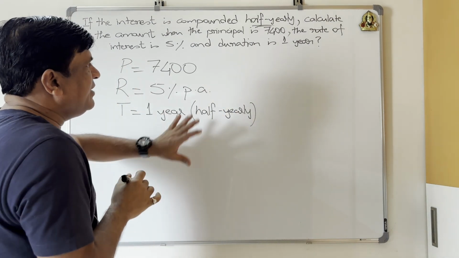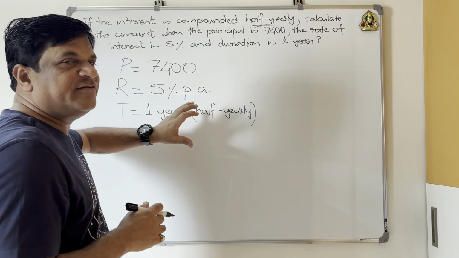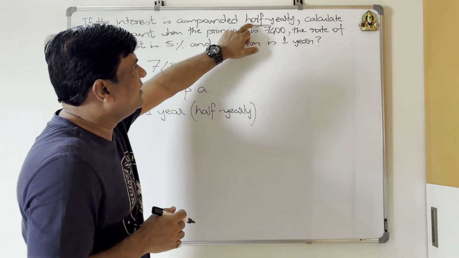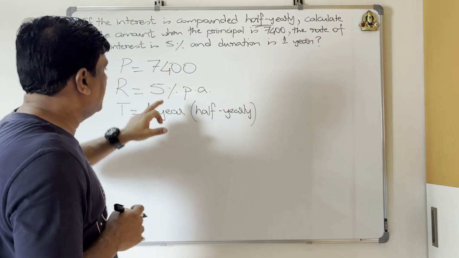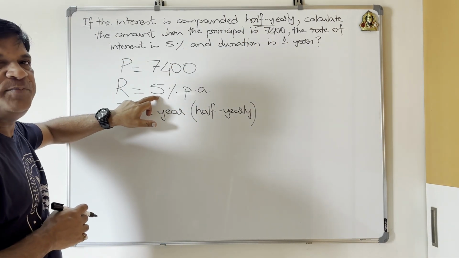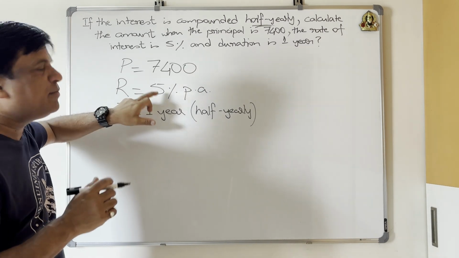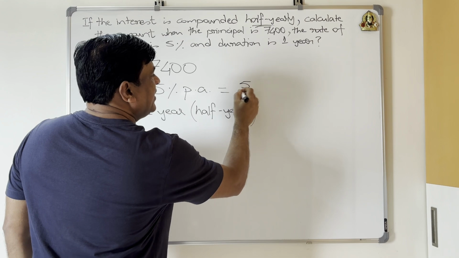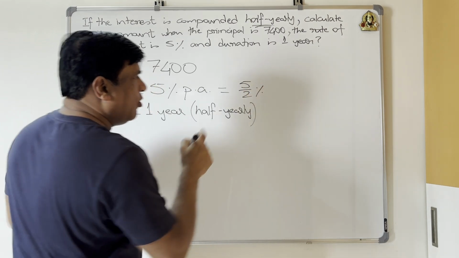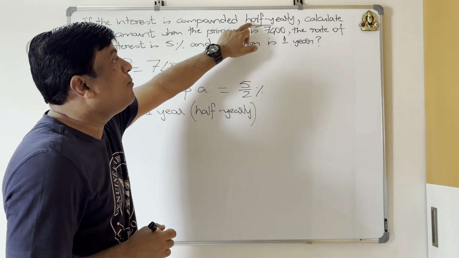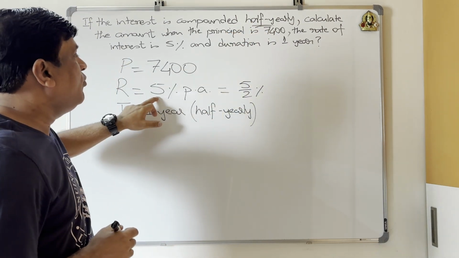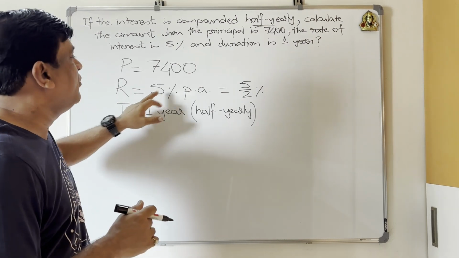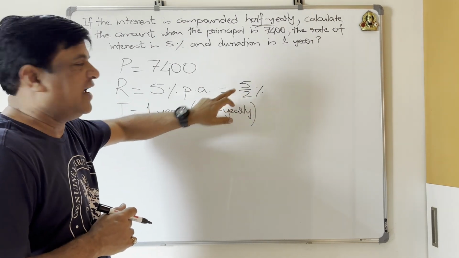So there need to be some adjustments made before we go ahead and solve this problem. When they say it is compounded half yearly, the rate is per annum. So for 6 months, what is the rate going to be? This will be 5 divided by 2%. Remember always, because it is compounding half yearly, you won't get the entire rate for that duration. For 6 months, you get only half the interest.